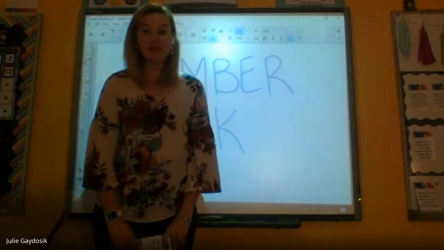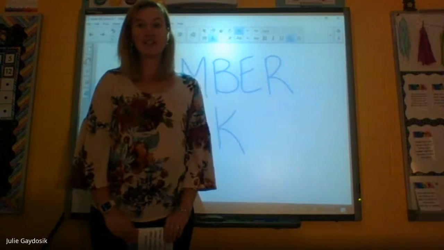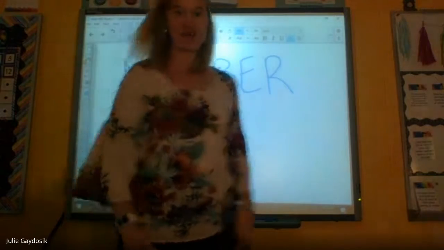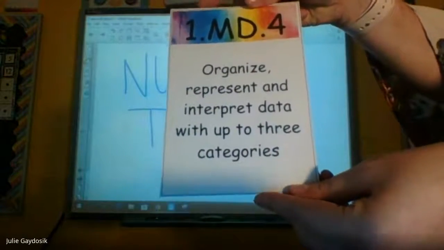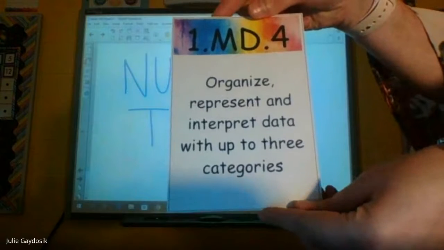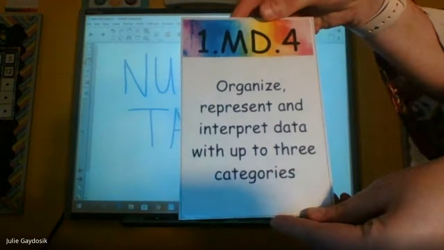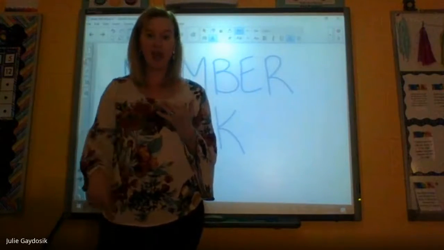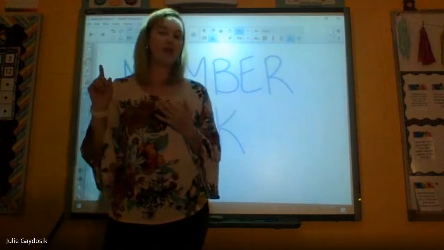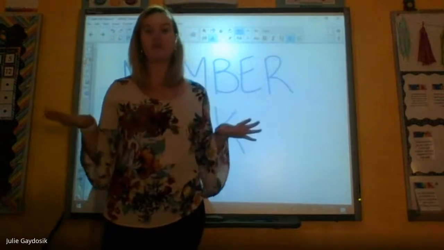So this week we've been talking about graphing and different types of graphs. But before we get started, let's go over our I can statement. Our I can statement is: I can organize, represent, and interpret data with up to 3 categories. So we've been talking about bar graphs, tally charts, pictographs, what it means when it's a title, a label, a key, all of those pieces.